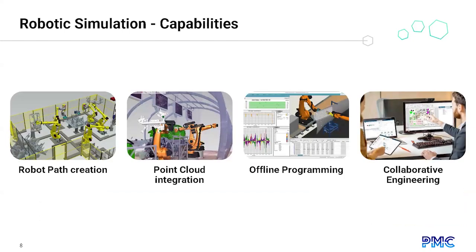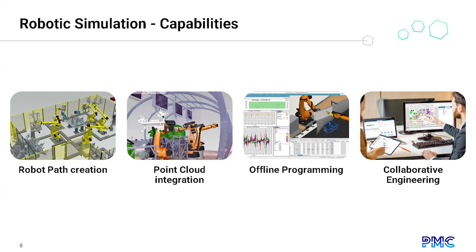Here we have some robotic simulation capabilities. I listed here the robot path creation, so we can create the robot's trajectory. We can import a point cloud file, with a POD file extension. So imagine that you just scanned the work area where you want to implement your robot. You can import this point cloud file into the simulation software. You can import the robot, and you can define collision zones between the robot and the infrastructure, for example, or between the robot end effector and the infrastructure.